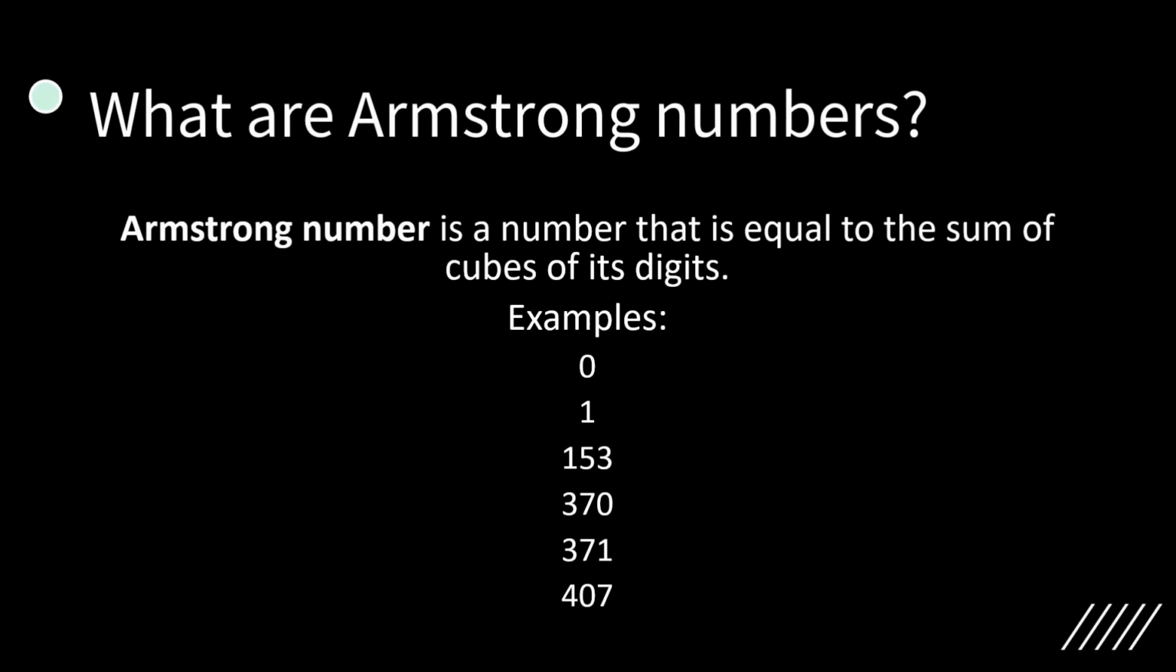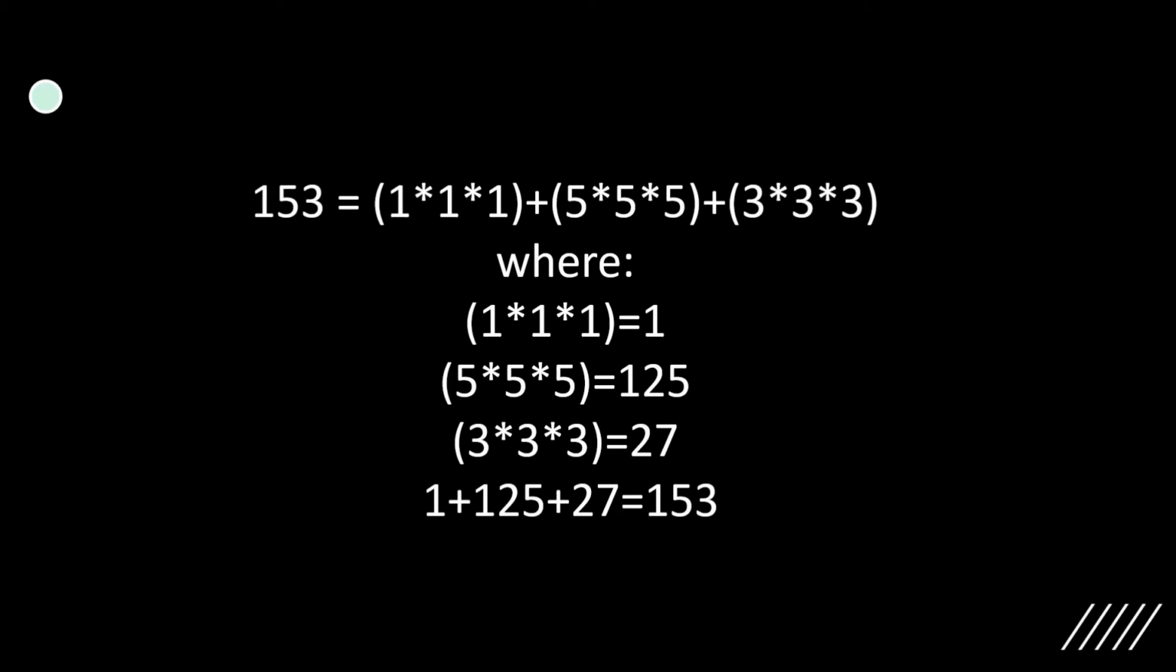Let's see how this 153 becomes an Armstrong number. Just see here, when we break down the digits of 153, we get 1, 5 and 3. We get the cubes of those three numbers separately: 1, 125 and 27. And when we total 1, 125 and 27, we again get 153. So we can say that this is an Armstrong number. So let's try the code to find these Armstrong numbers.